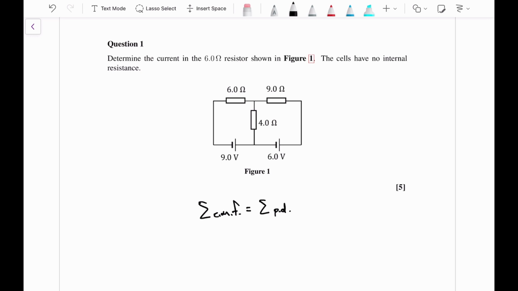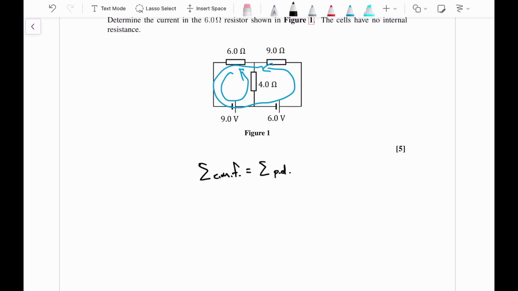So let's say, because we want to calculate the current through the 6 ohm resistor, I'm going to choose these two circuits to try to derive an equation. So this is the first one and this is the second one. Now, first what we have is 9 volts for the EMF is equal to, over here I have to label the direction of current.